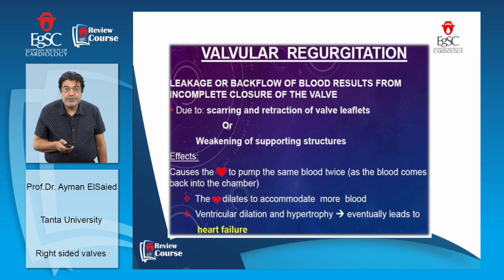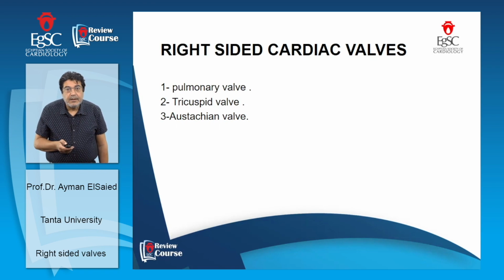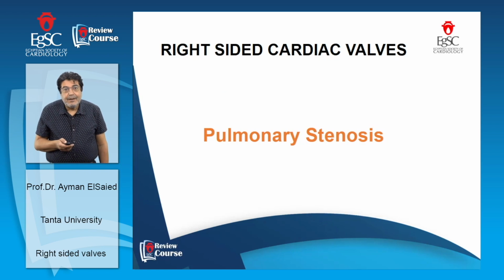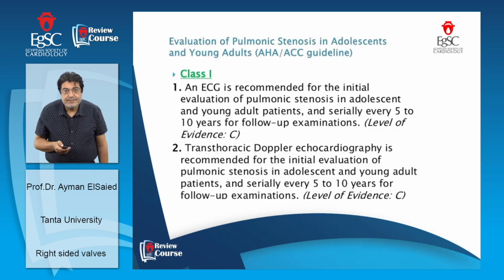Valve regurgitation is a type of scarring or shortening of the leaflet due to thickening and calcification, with different pathologies, and both chambers are dilated, the chamber beyond and the chamber in front. The right-sided cardiac valves are two: the pulmonary valve and the tricuspid valve, in addition to the fantastic Eustachian valve. I will start with pulmonary stenosis.